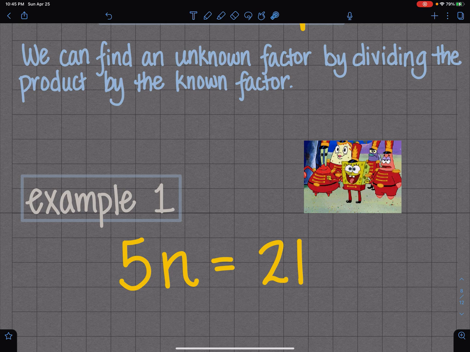What we do when you see something like this, 5 times n is equal to 21, is we divide the product by the known factor. So this is the product. You're going to divide it by the factor that's known. So this is 5 times something is equal to 21. The way to figure it out is to do 21 divided by 5 because that's the one that we know.